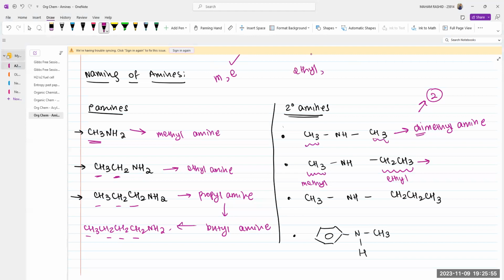Let me just write it here. Ethyl methyl amine. ठीक है? Now this one has a methyl group and a propyl group, right? How are you going to name this? Methyl propyl amine. Very good.